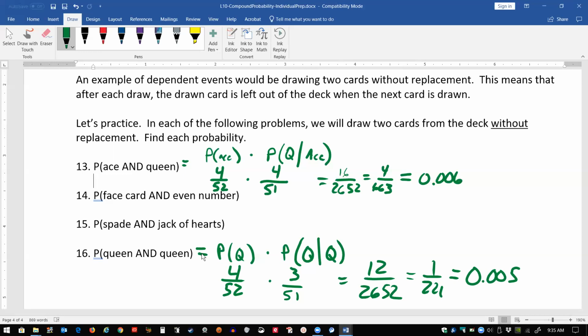All right, so now you're able to do 14 and 15. You have 2 solid examples behind you to help you understand. Again, the second fraction is going to be affected from that first draw because these are dependent events, because we are not replacing the first card. Okay, so great experience with compound events.